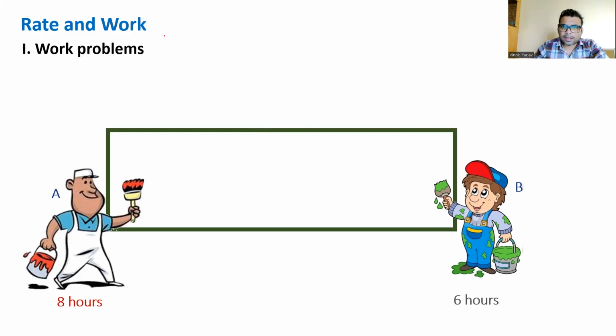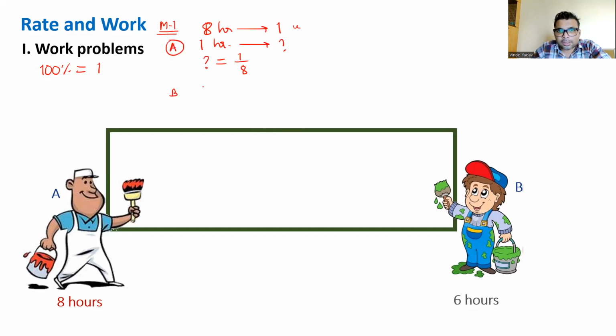Let's see how we solve this. The first method is the one we used in school days, the unitary method. When A completes a particular work in 8 hours, let's find A's efficiency, meaning work done per unit time. Our time unit is hour, so per hour. Now I am taking the full work as 100%, or as a fraction, 1. So A completes 1 unit in 8 hours. So in 1 hour, he will be doing how much? Correct, 1/8. This was for A.